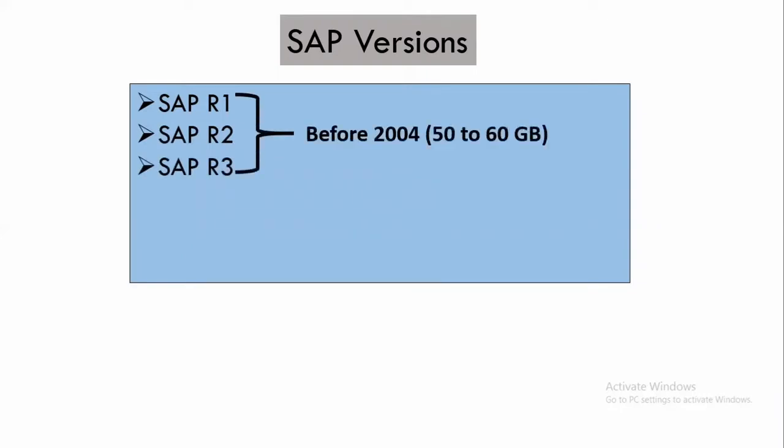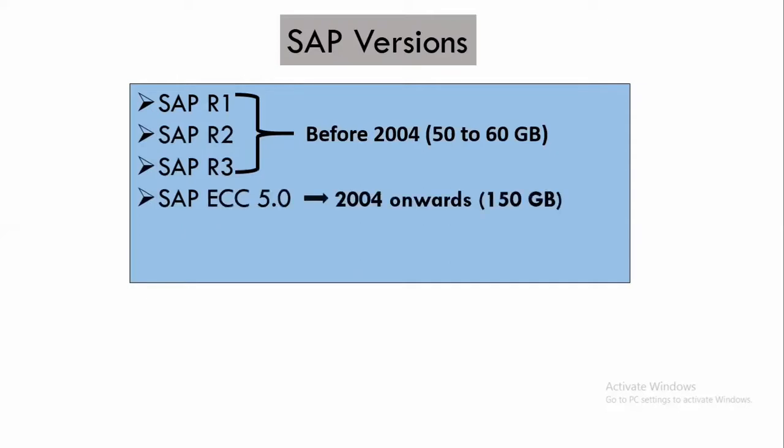See, the SAP versions that we have. SAP R1 means a real-time, one-tier architecture. Then SAP R2, R means real-time, the 2 means two-tier architecture. R3 means SAP real-time, three-tier architecture. These are before 2004. This was around 50 to 60 GB of data. Later, after 2004, we came across ECC 5.0. That was around 1.150 GB.